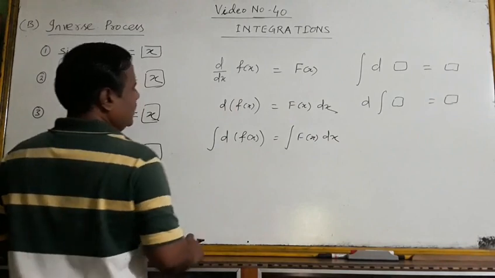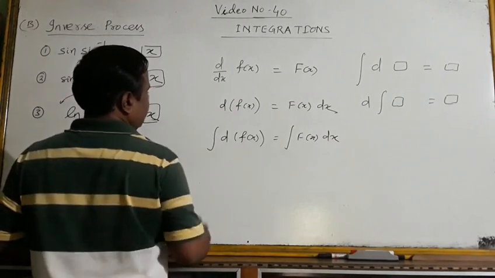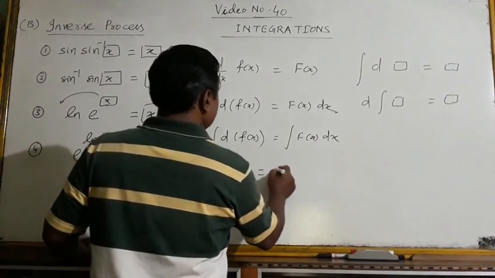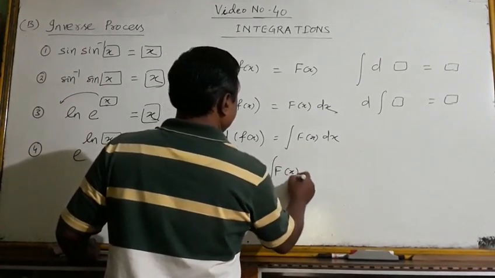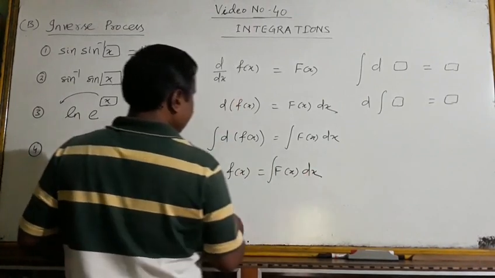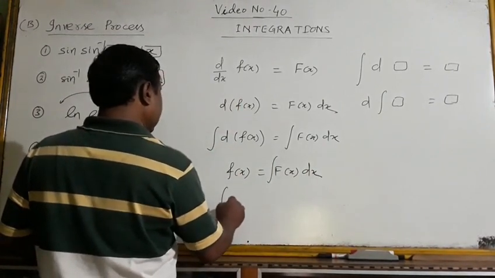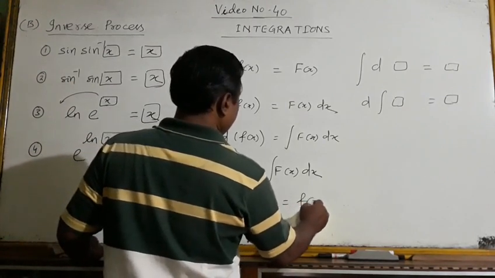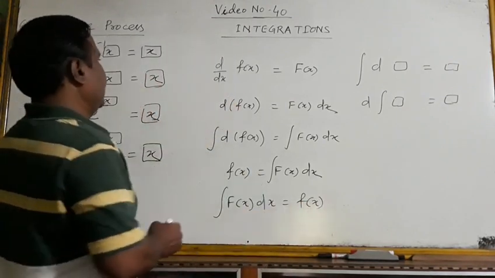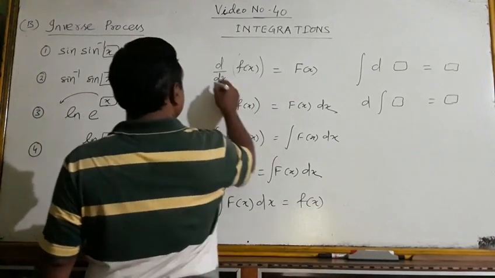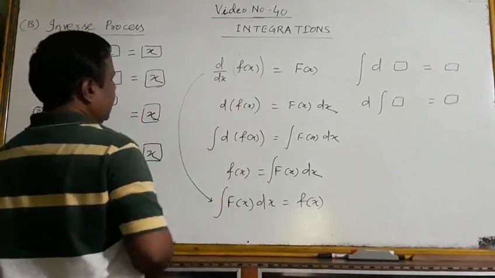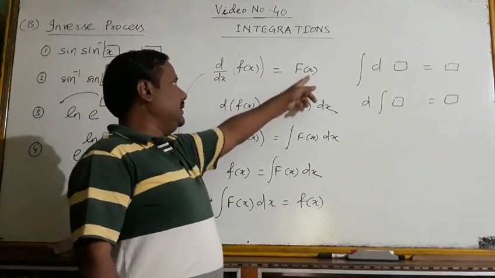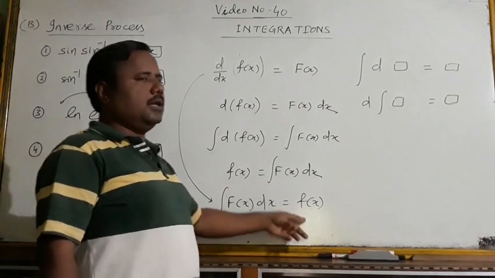Now they will cancel, the integration and derivative cancel. It becomes f(x) is equal to the integration of f'(x) dx. So I am writing it again: the integration of f'(x) dx is equal to small f(x). Now look here. The derivative of small f(x) directly comes to this line: the derivative of small f(x) is capital F(x), and the integration of capital F(x) is small f(x).